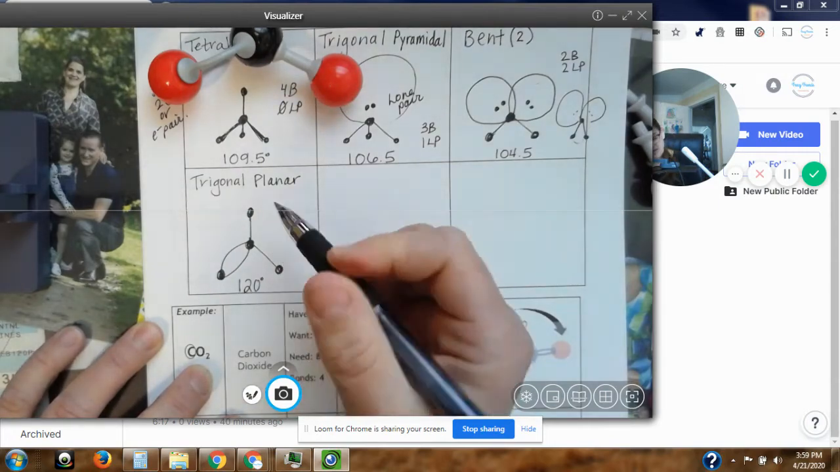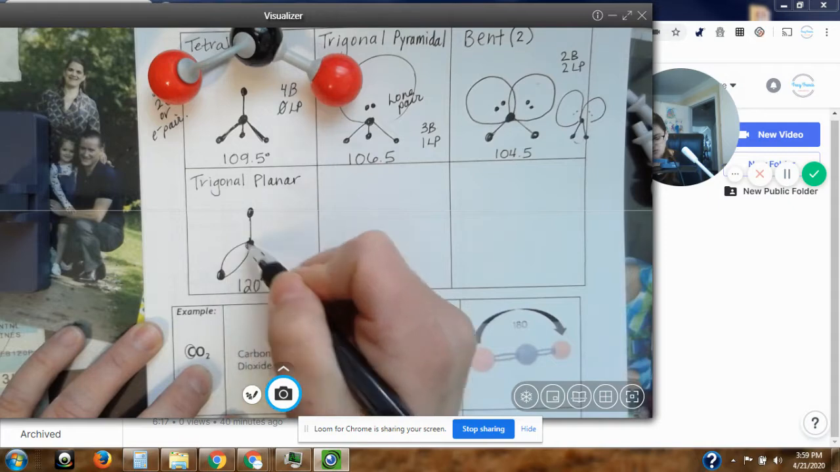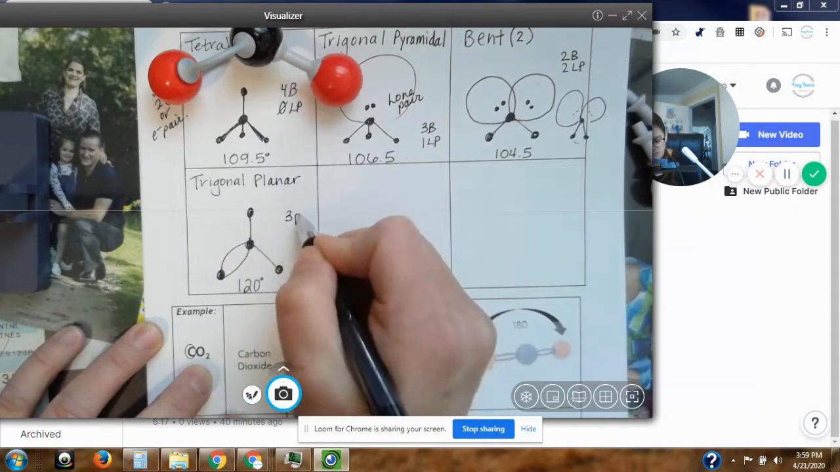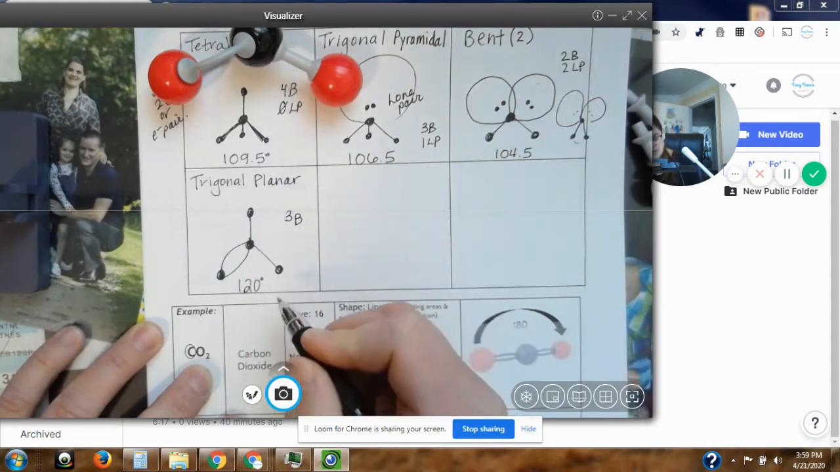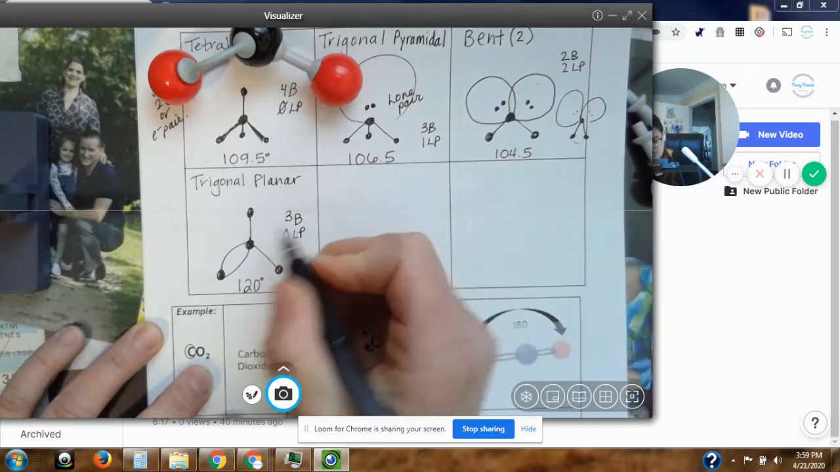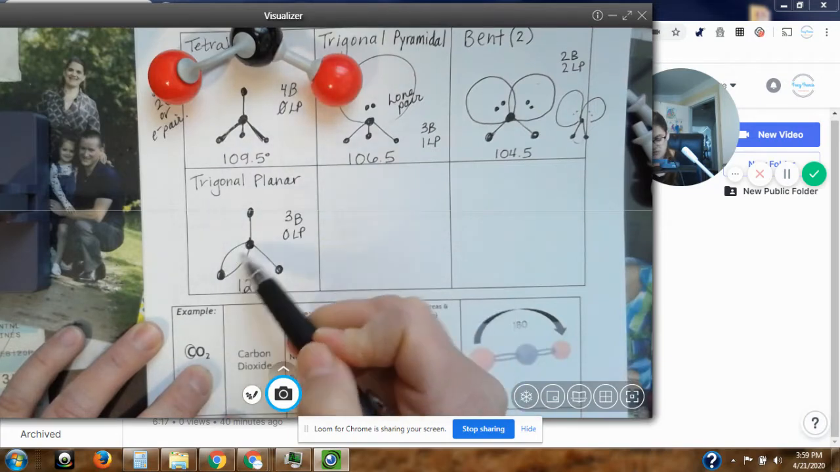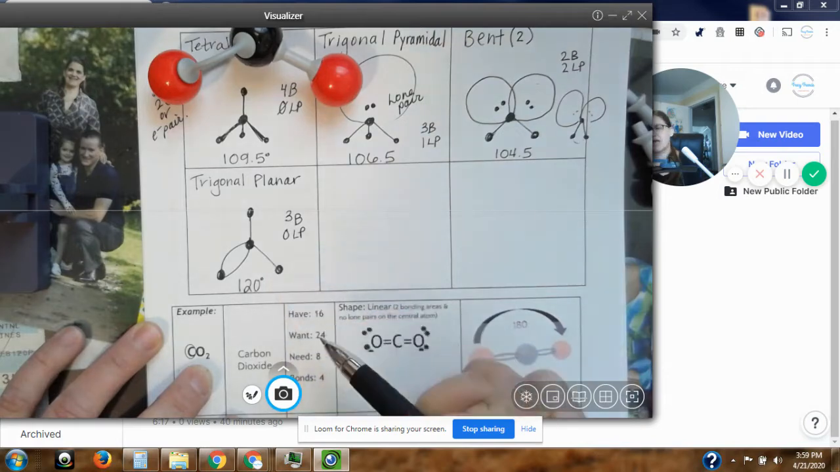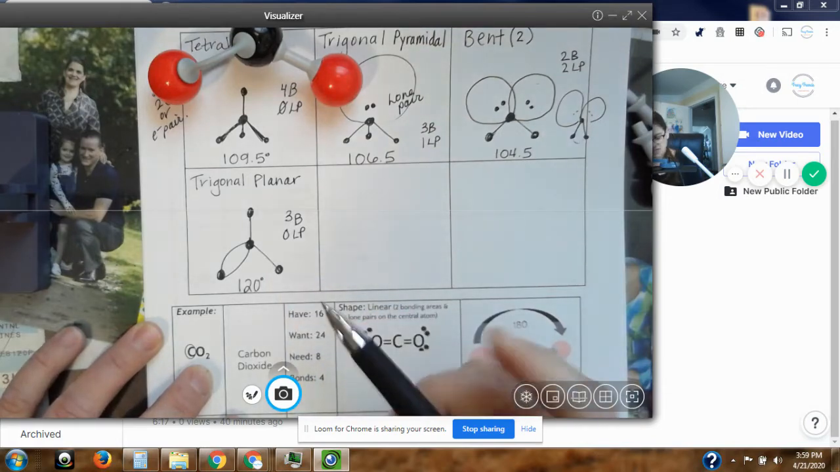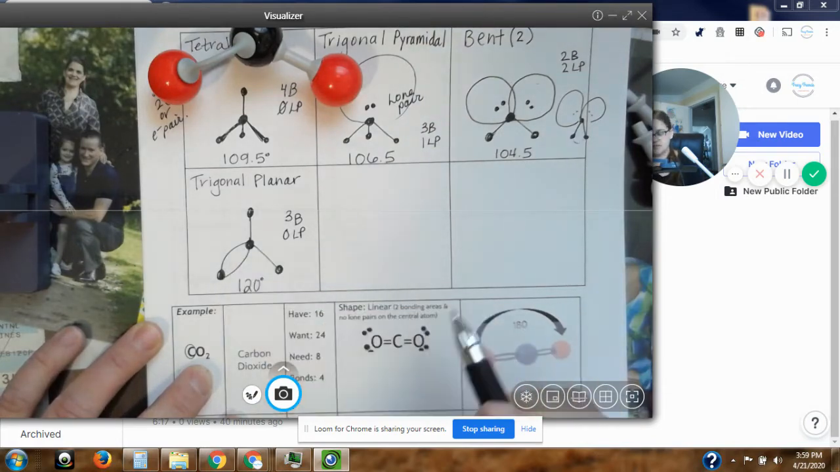So the number of bonding areas is 1, 2, and 3. So there's 3 bonds. And there are 0 lone pairs because this atom here has 2, 4, 6, and 8 electrons around it. Just keep in mind that you have a double bond in this one.